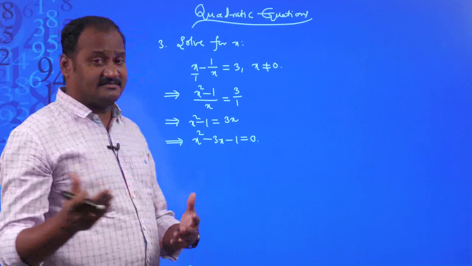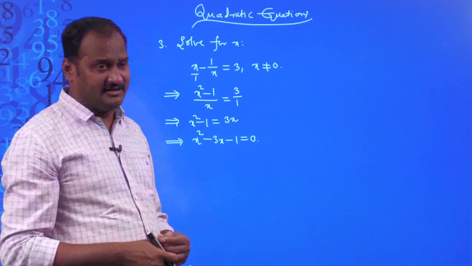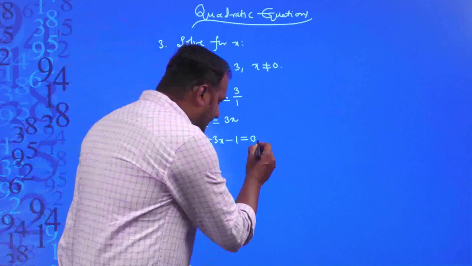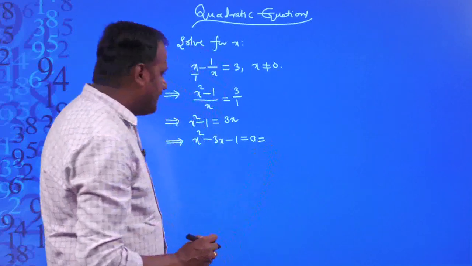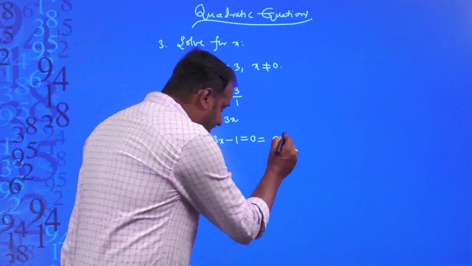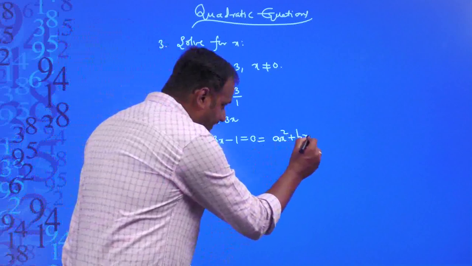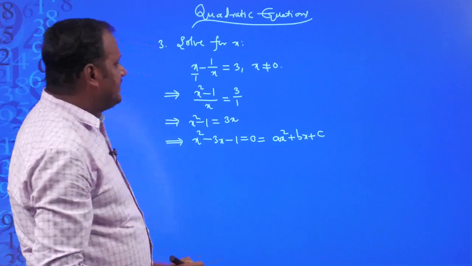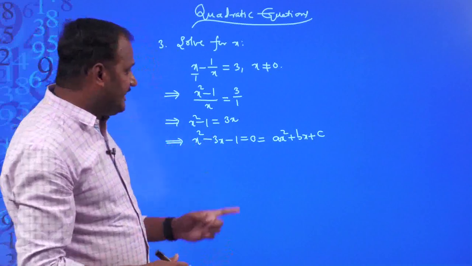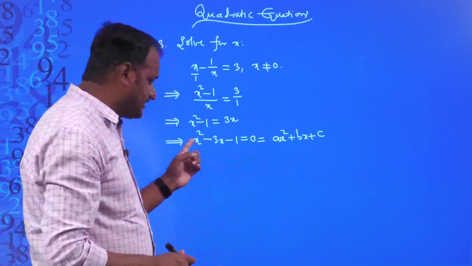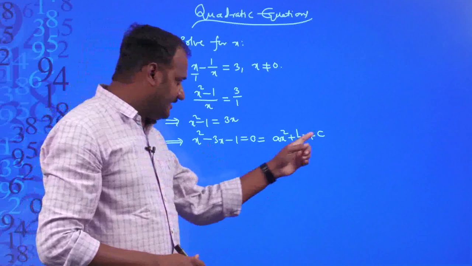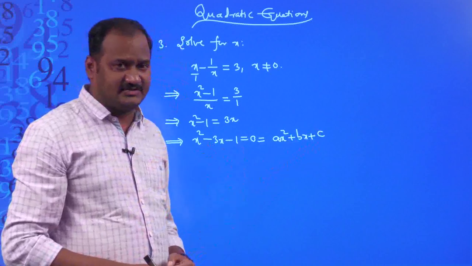Otherwise, what is that method? Our formula is also there, no? Better we use the formula, right? Before we use the quadratic formula, you will have to equate this quadratic equation with the standard form of quadratic equation ax square plus bx plus c. Why? Because if you compare this, then you can identify the values of a, b, c easily. The value of a is equal to the coefficient of x square, that is 1, and b is the coefficient of x, that is minus 3, and c is the constant, which is equal to minus 1, right?